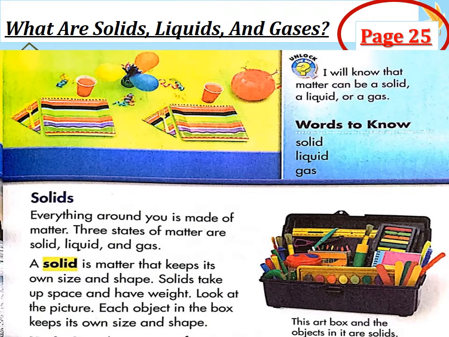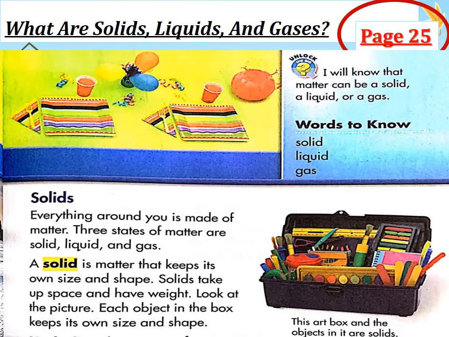Alright, now let us read this. I will know that matter can be a solid, a liquid, or a gas. Good. Now, here are the words that we will meet along the way as we study this lesson. These are, say, solid, good, liquid, and gas. Very good. Now, let us read these texts. Solids. Everything around you is made of matter. 3 states of matter are solid, liquid, and gas.